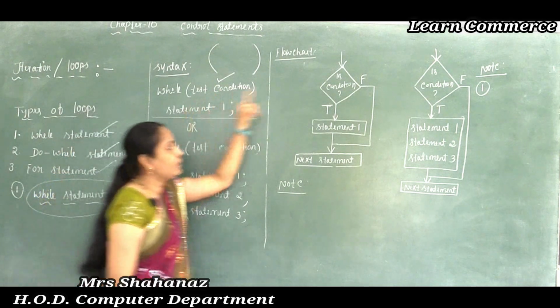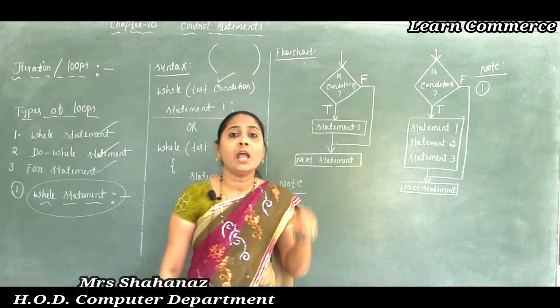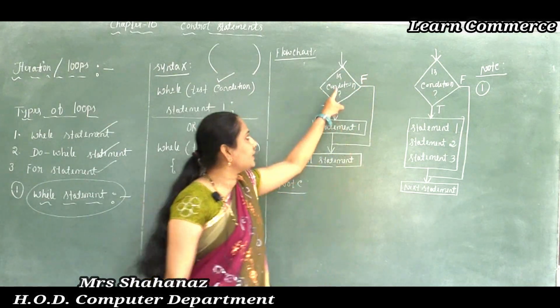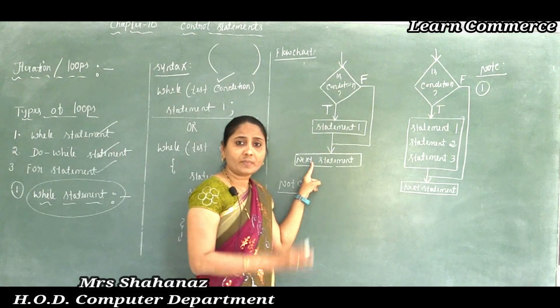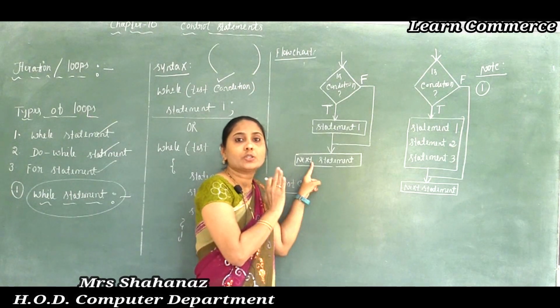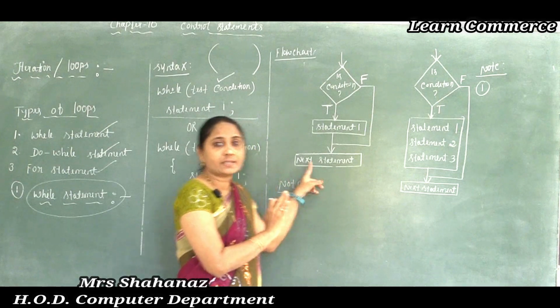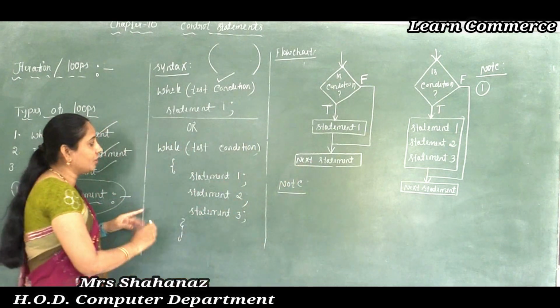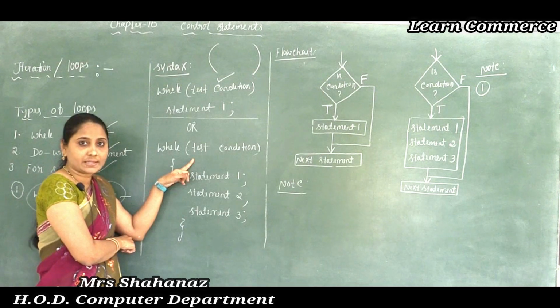Otherwise, if such condition is F, the meaning of F is false. If such condition is false, as we know, the control goes to the next statement of the loop. So this is our first syntax of the while condition. Now let's see the second syntax of the while statement.